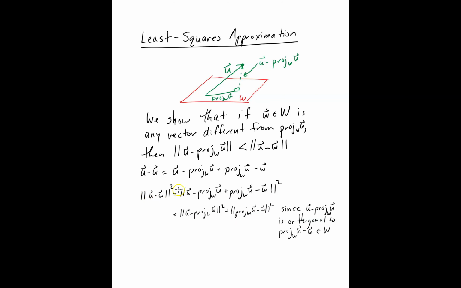So to get the magnitude of U minus W squared, I have to add something, not zero, to the magnitude here. So that means that the magnitude of U minus W squared is greater than this magnitude, and then we take the square root of both sides, and we see that U minus the projection of U onto W really is the shortest way to get from the tip of U down to W.